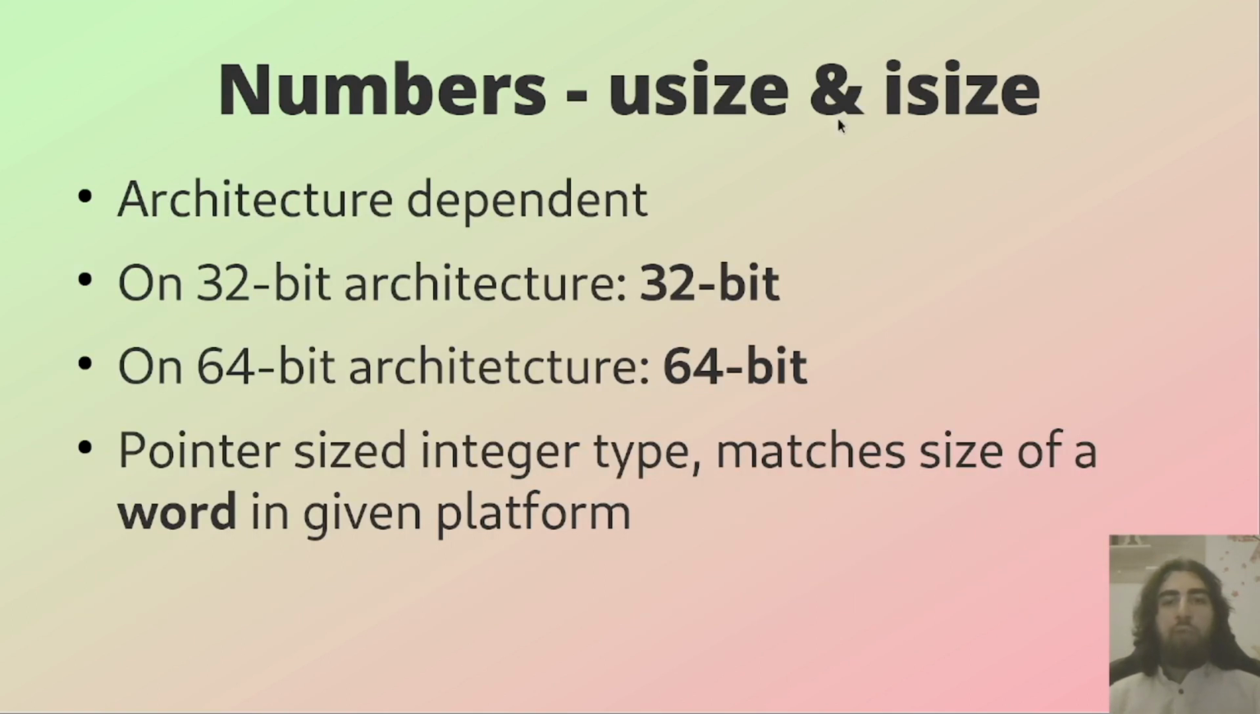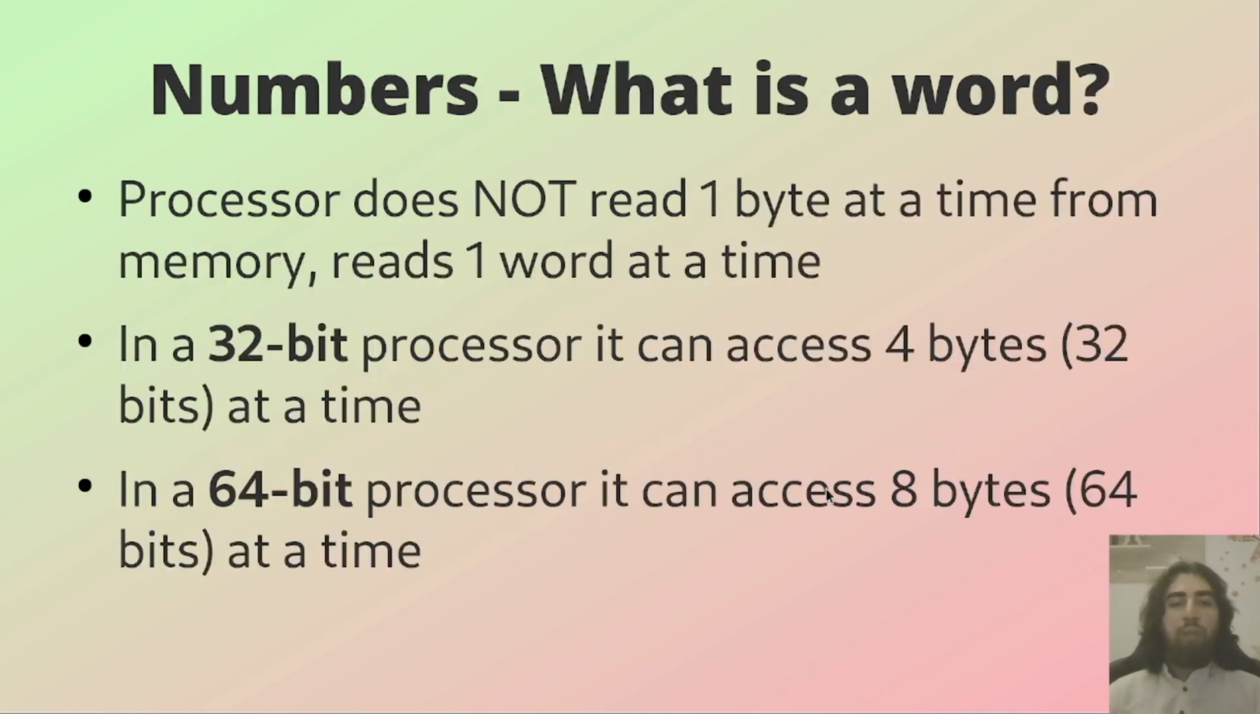Right, then we have usize and isize. So these are, as I've said, architecture dependent. So on a 32-bit architecture computer, the size of these usize and isize types would be 32 bits. On a 64-bit architecture, it would be 64 bits. And this is also called pointer-sized integer type, because it matches the size of a word in a given platform.